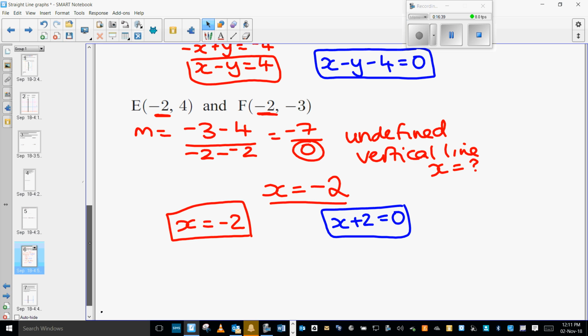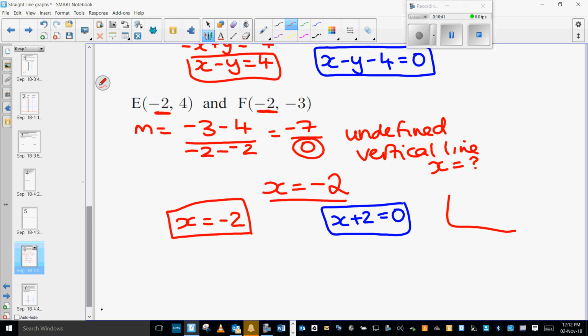Remember, vertical lines are always of the format x equals something. But slopey lines are y equals mx plus c. But vertical lines are always x equals. That's why I taught you that bit first. Sometimes people get a little bit stressed out.